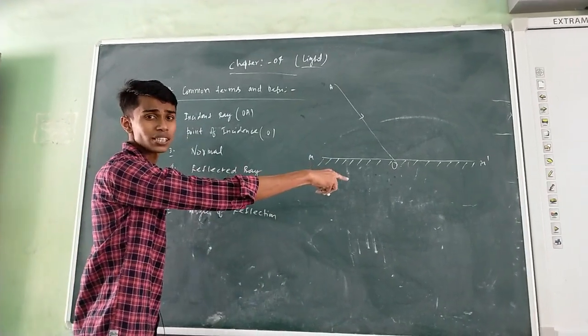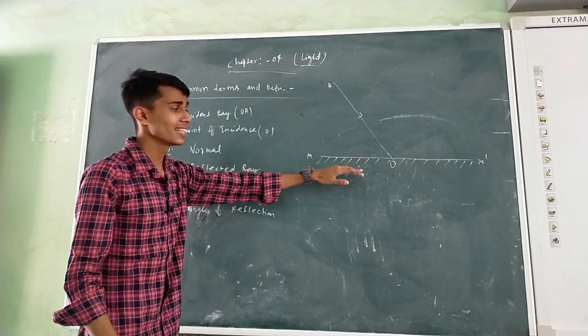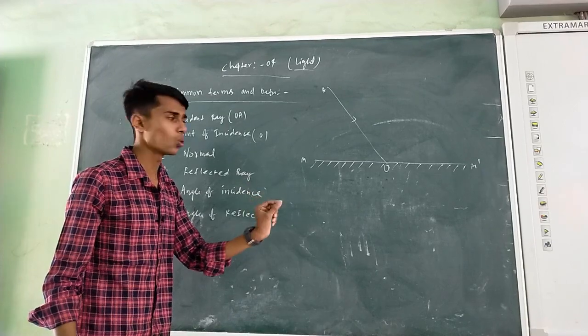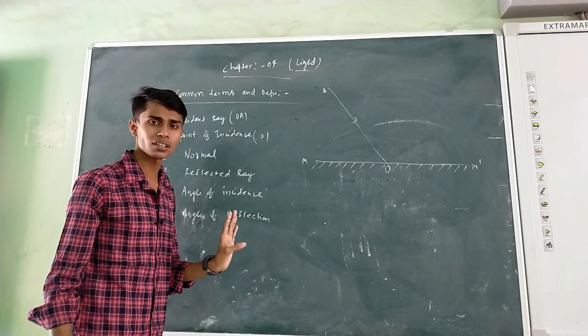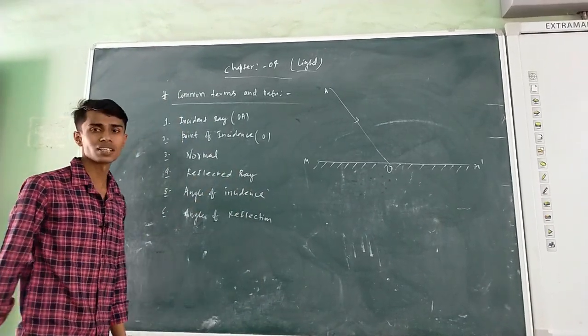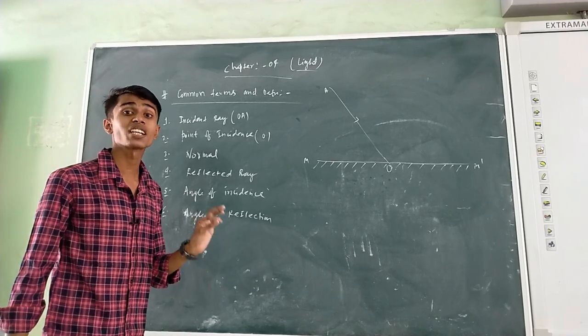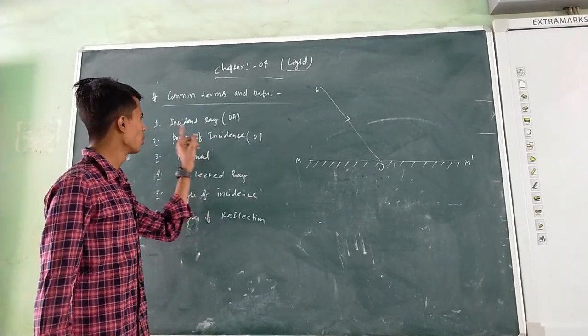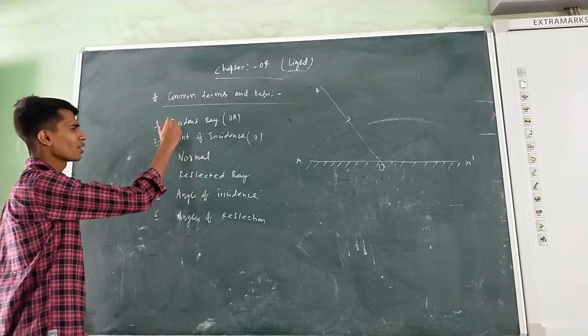O is point of incidence. Why is O point of incidence? Because the incident ray AO is touching the surface at point O. It is falling on the surface at point O. O will be the point of incidence. Yes or not? How could you define point of incidence? The point on the surface where incident ray falls is called point of incidence. Yes or not? Are you familiar with the definition of incident ray and point of incidence?